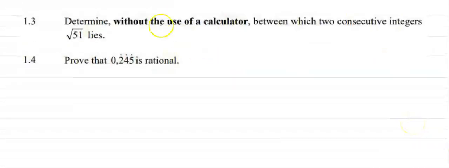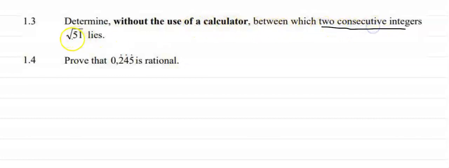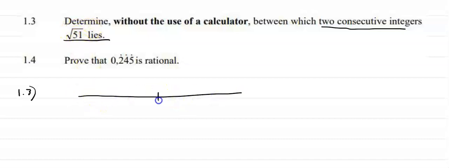So it says here, determine without the use of a calculator between which two consecutive integers the square root of 51 lies. Now, this is similar to a previous example that we did. Because it's a square root of 51, we need to look at true perfect squares on either side of the square root of 51. Let's look here to the left and then to the right.